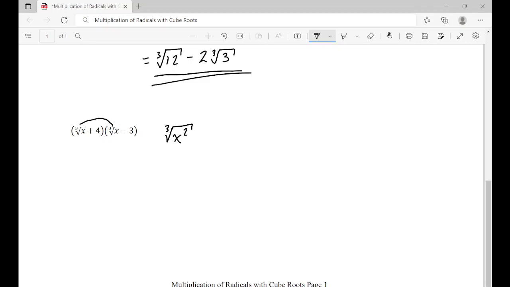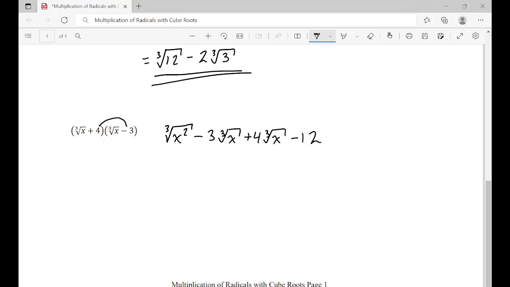Plus, minus cube root of x times negative 3 is going to be negative 3 cube root of x. And then 4 times cube root of x is going to give us 4 cube root of x. And then finally, 4 times negative 3 is negative 12.